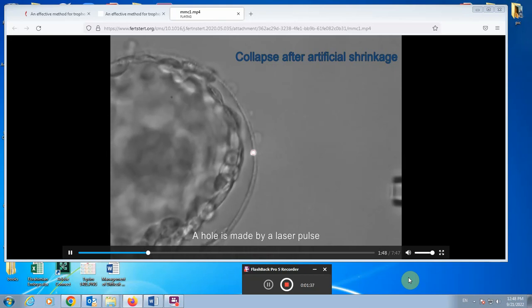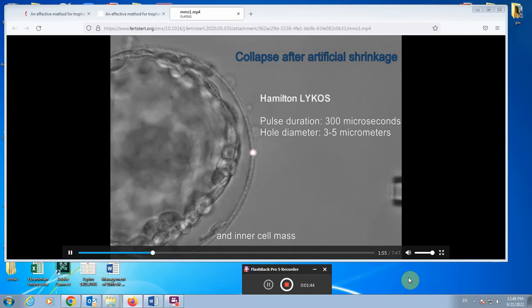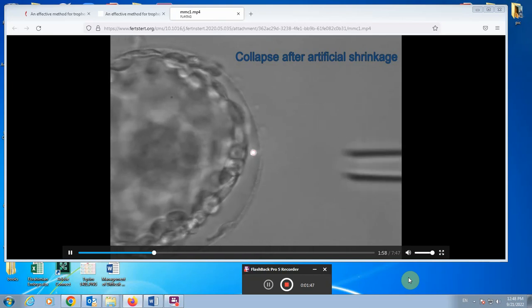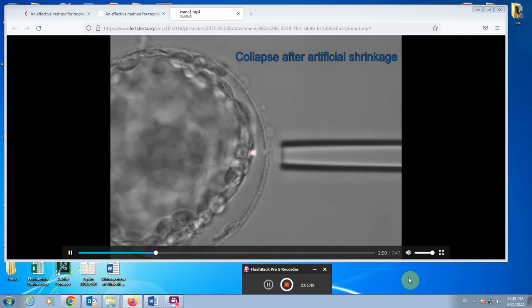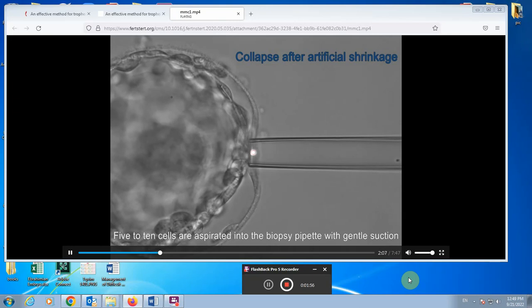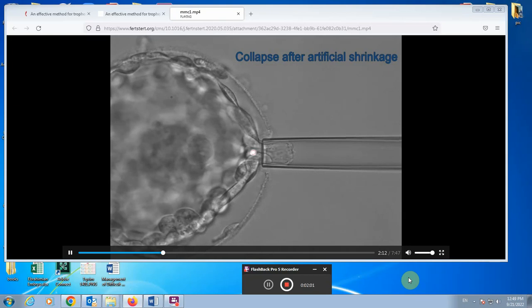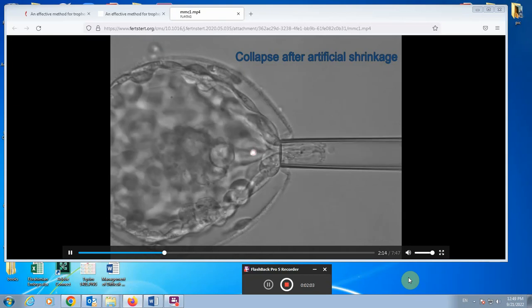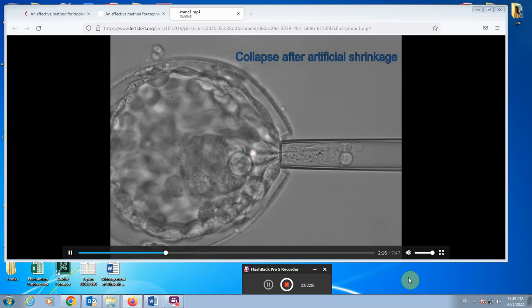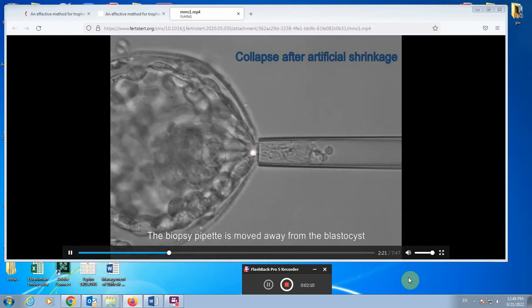A hole is made by a laser pulse in the zona pellucida away from the Trophoectoderm cells and inner cell mass. The biopsy pipette is carefully placed against the opening. 5 to 10 cells are aspirated into the biopsy pipette with gentle suction. The biopsy pipette is moved away from the blastocyst.